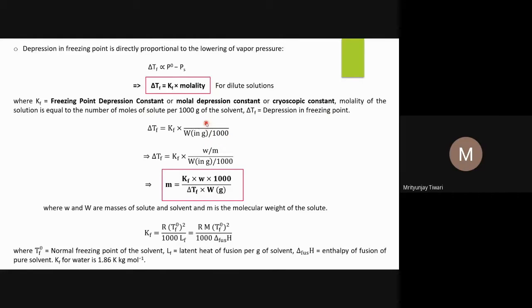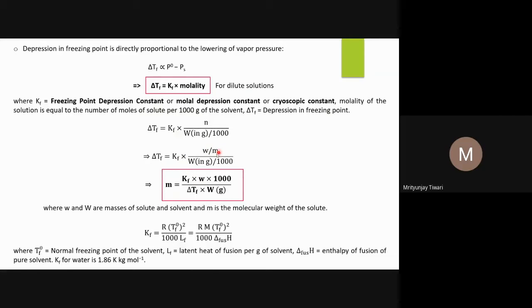Number of moles of solute is equal to the mass of solute in gram divided by molar mass of solute. So delta TF will be equal to Kf into small w divided by small m. Small w again is the mass of the solute, and small m is the molar mass of the solute, divided by capital W. This value is in gram, and to make it kilogram, it is divided by 1000. And so I can obtain the value of m, which will be equal to Kf.